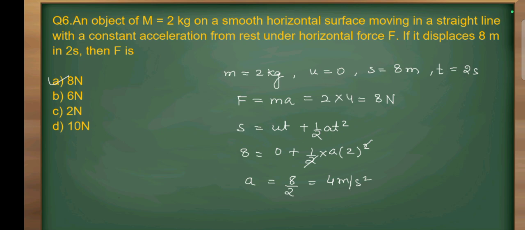Mass is already given. So we will use the second equation of motion, that is s is equal to ut plus half at square. We will put the value of s as 8 meter and initial velocity u equal to 0 plus half a into time, which is given as 2. After solving this equation, we will get acceleration is equal to 4 meter per second square. So option A is correct.